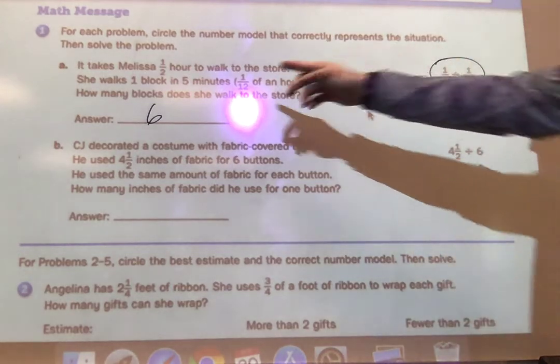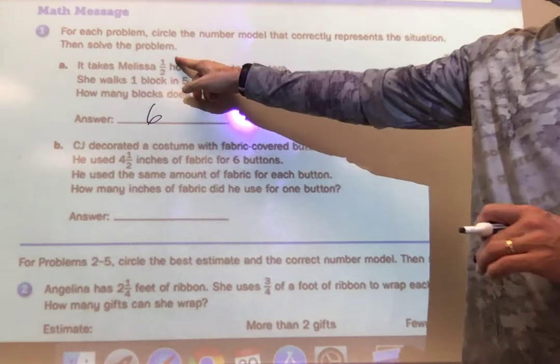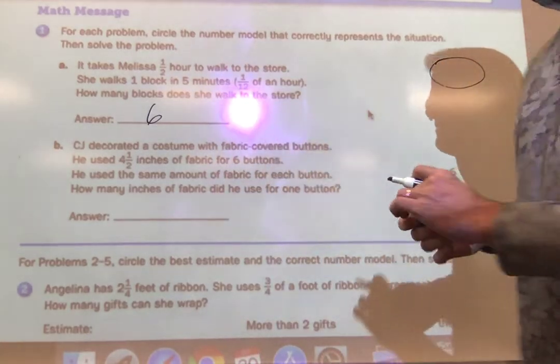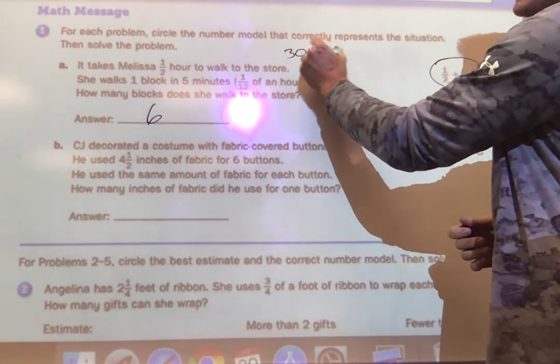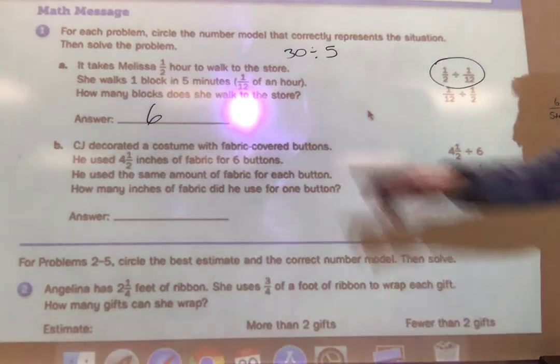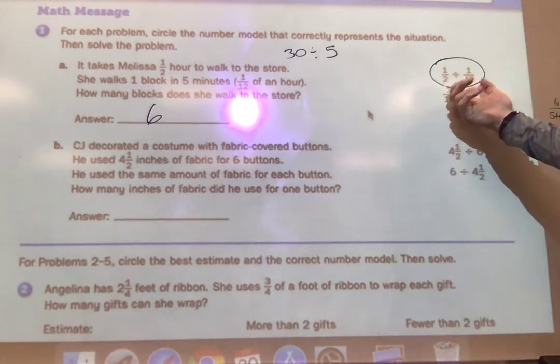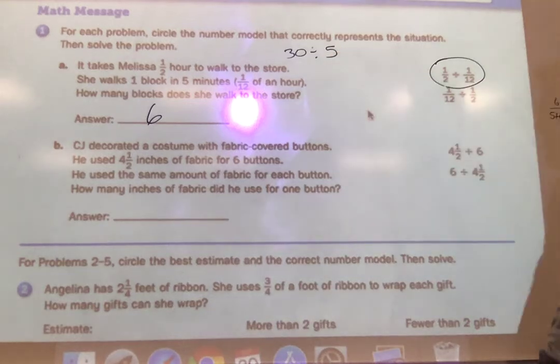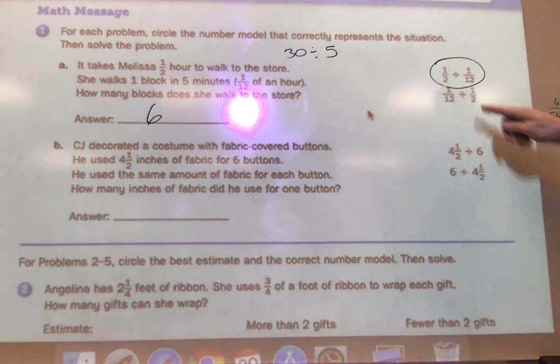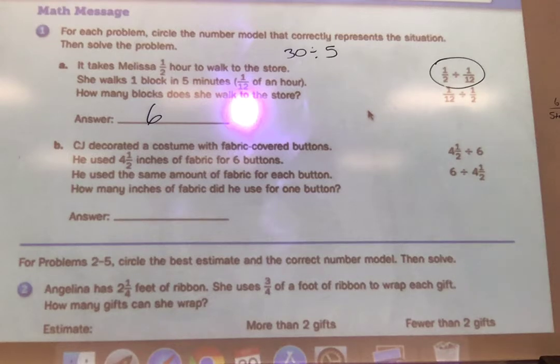Or if you thought about it in minutes, if you know a half an hour is 30 minutes, how many 5 minutes? It could just be simply 30 divided by 5. Half an hour, 30 minutes divided into groups of 5. We just did it with fractions, and I know this answer is 6 as well. So I can come up with the exact answer there, and that makes sense. If I do 1/12 divided by 1/2, you're not going to get the answer of 6. You're going to get something less than 1, which would not make sense.